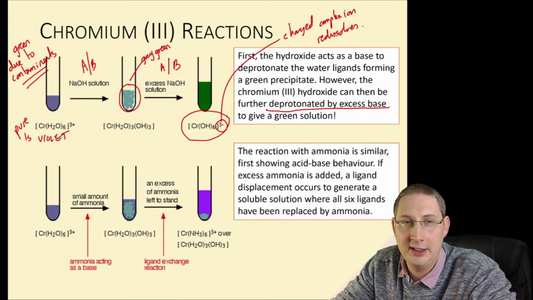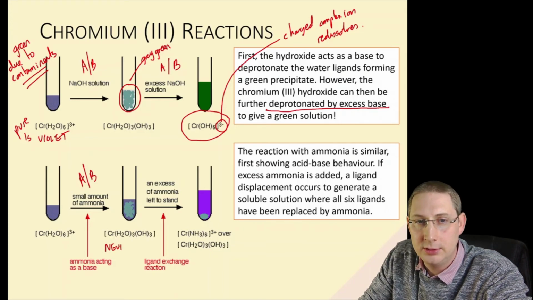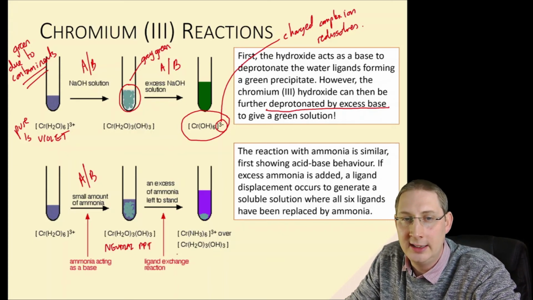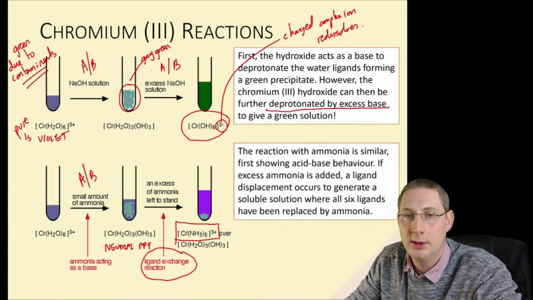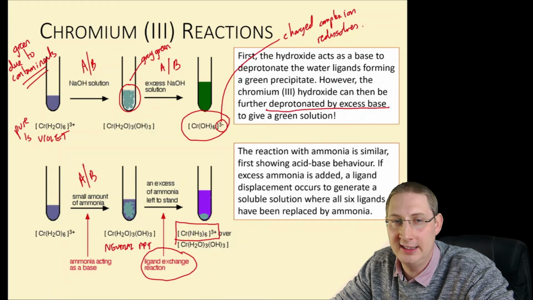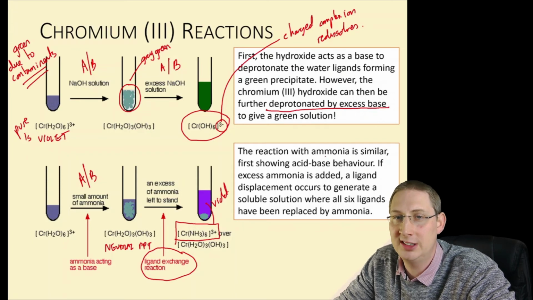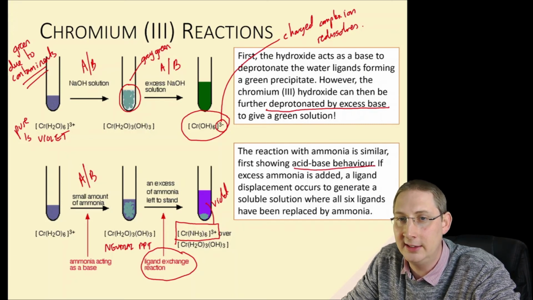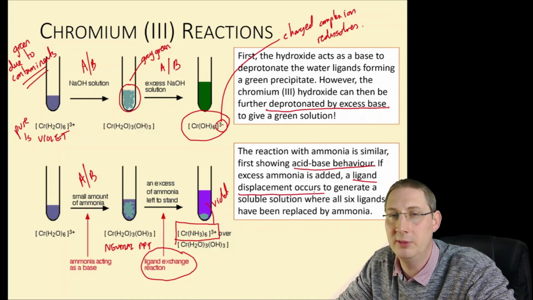Down here, with a small amount of ammonia, we get acid base producing the neutral precipitate. But then, unlike the hydroxide, excess ammonia gives us ligand exchange to produce a beautiful violet hexammine chromium 3 solution. Okay, so that is a lovely violet colour. The reaction with ammonia is similar first, showing acid-base behaviour, but if excess ammonia is added, a ligand displacement occurs, which generates a soluble solution where all 6 ligands have been replaced by ammonia.